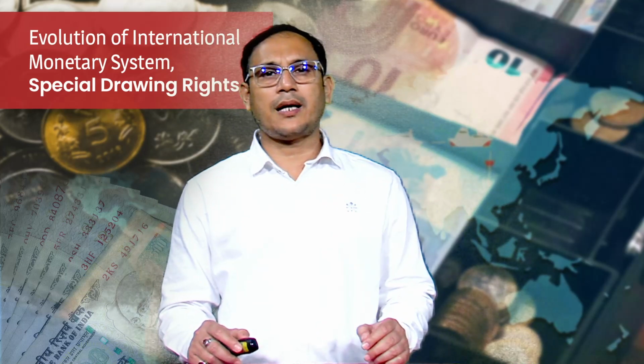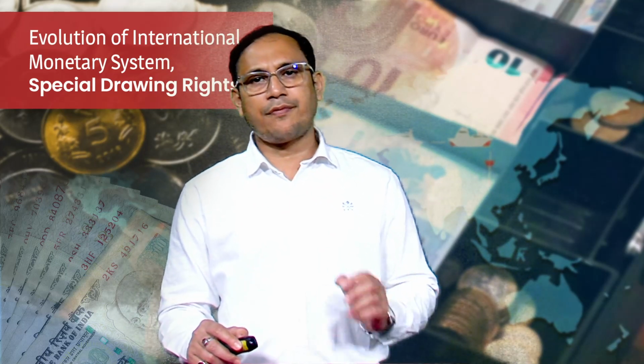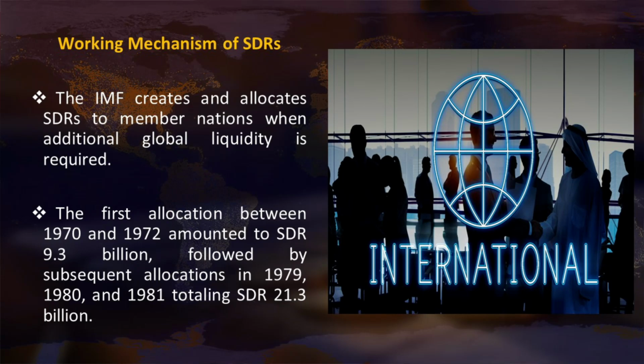Now if you see the working mechanism of SDR, the IMF creates and allocates SDR to member nations when additional global liquidity is required. The first allocation occurred between 1970 and 1972, amounting to SDR 9.3 billion, followed by subsequent allocations in 1979, 1980, and probably 1981, totaling SDR 21.3 billion.